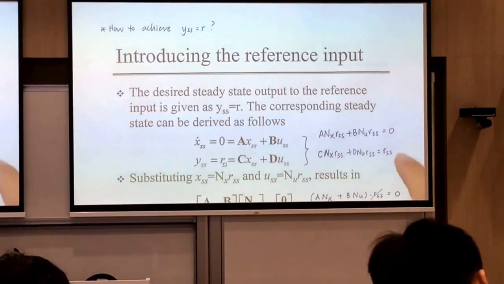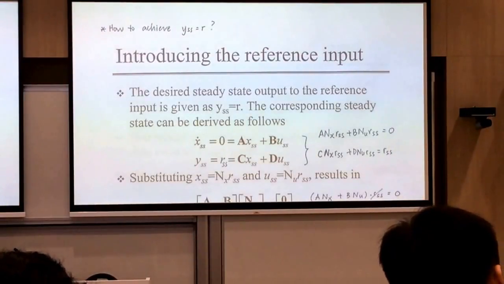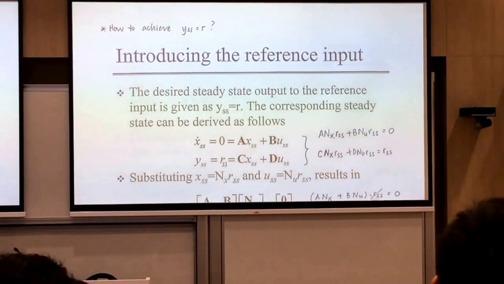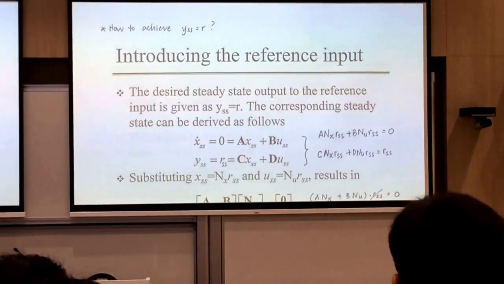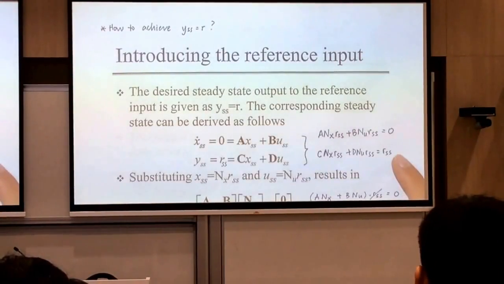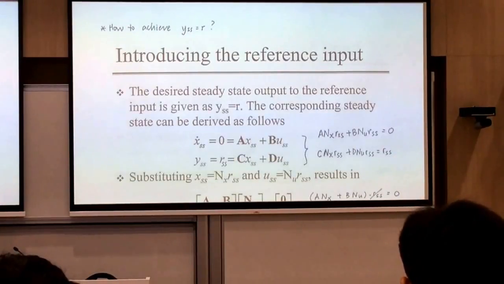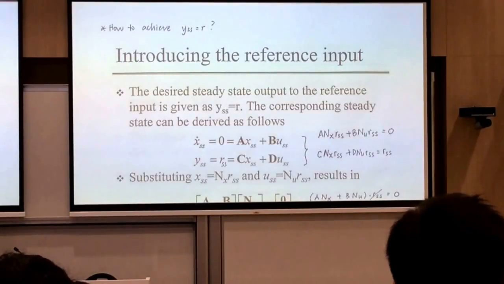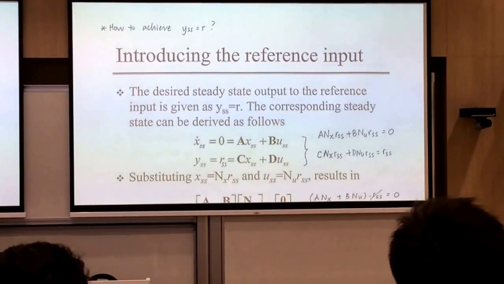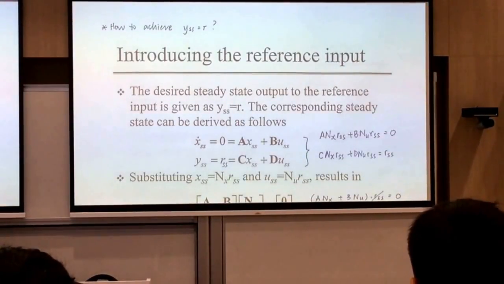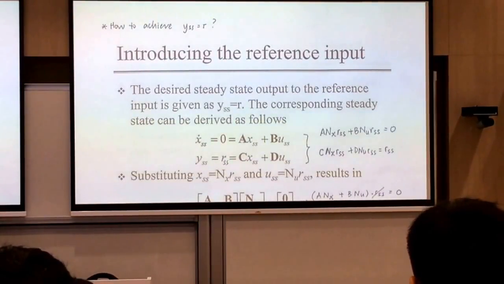Then you simplify these two equations. First equation, you factor out R_SS. So you have (A N_x plus B N_u) in brackets times R_SS equals 0. And R_SS is not zero, because that equals 0 or this equals 0. Second equation, factor out R_SS, so (C N_x plus D N_u) R_SS equals R_SS. Cancel, so C N_x plus D N_u equals 1. So these two equations: A N_x plus B N_u equals 0, C N_x plus D N_u equals 1.